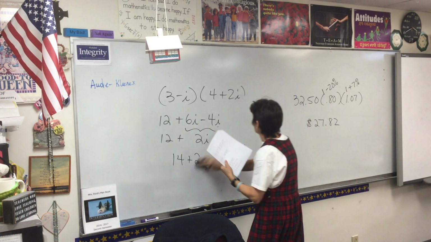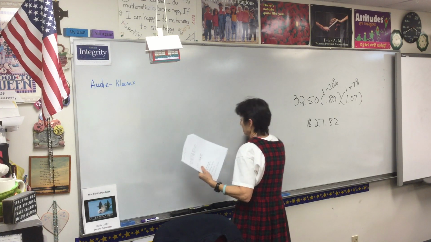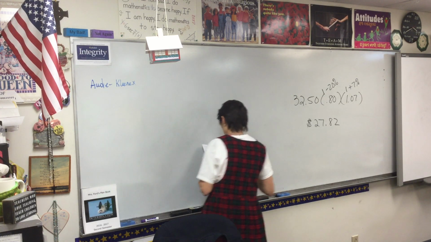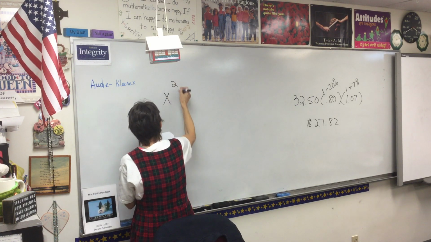Miss Ford, if you took 32.50 and multiplied it by 0.2, and then subtracted it from the original, that'll work.